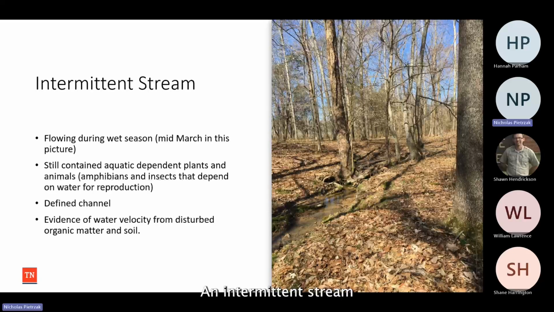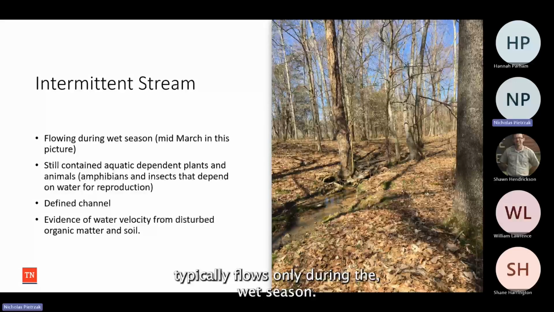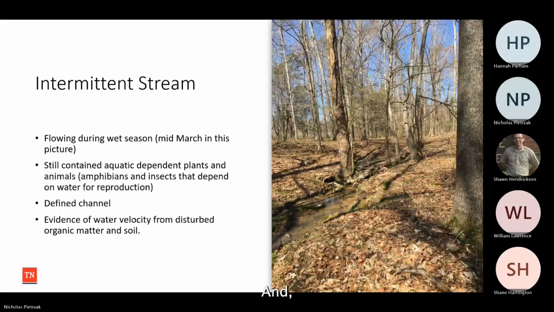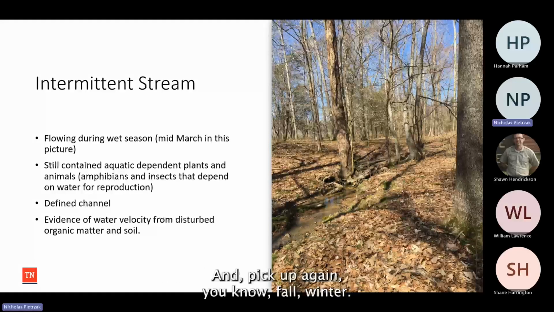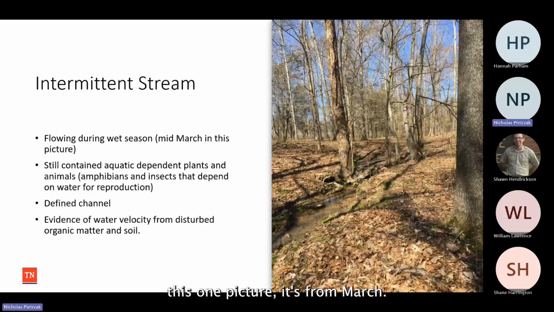An intermittent stream typically flows only during the wet season, and for the most part, it might flow all spring and then dry up in the summertime and pick up again in fall and winter. This one picture is from March, a couple years ago, so definitely the wet time of year. Might still have some moisture dependent plants and amphibians, but no fish usually. Usually, a lot of evidence of constant water velocity.